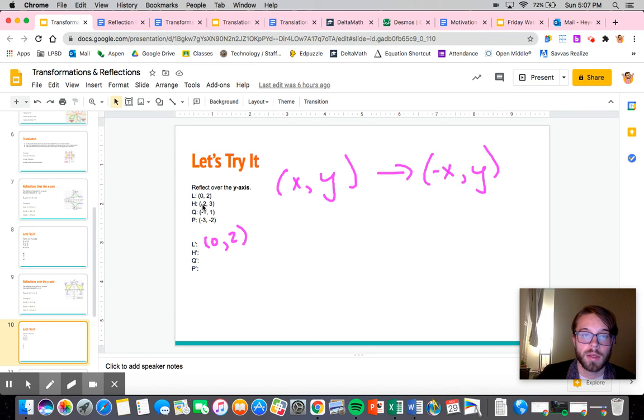All right. So negative 2, 3. Again, we're just changing the x value to 2, 3. All I did was take the negative 2 and change the sign, so it's positive. Q prime, I'm going to change the sign of negative 1 to 1 and leave the y alone. P, I'm going to change the sign of negative 3 to just 3, negative 2. Right? And that's all there is to it. So again, you just change the sign of the x value, you do not touch the y value.